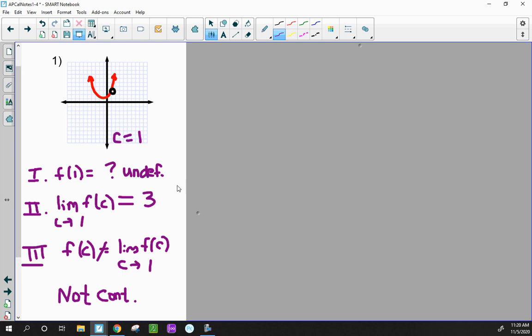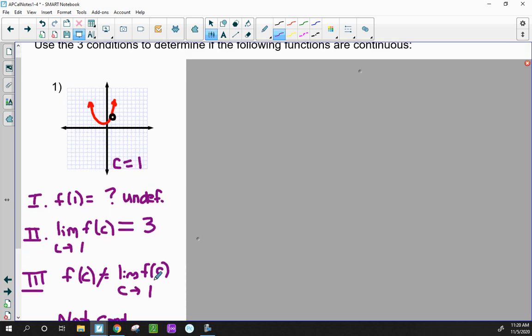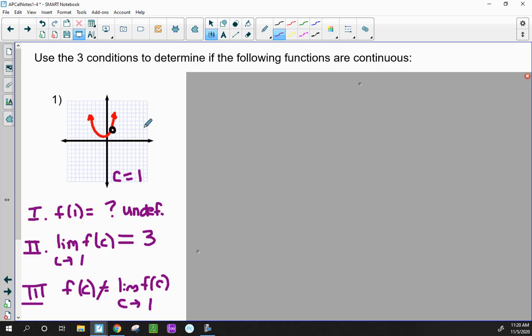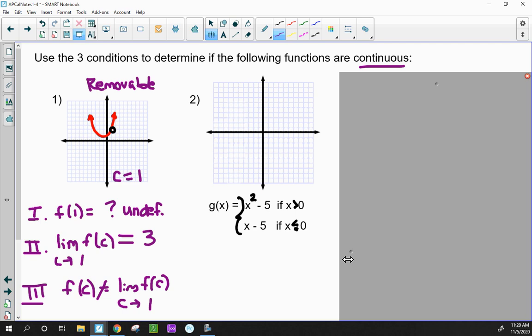Okay? And then a lot of times they'll ask you, once you go through the three conditions, what type of discontinuity is it? And again, looking back at your notes, there's two types. Removable is when you can redefine the f of c, or there's a small hole in the graph. Non-removable is when there's an asymptote or a jump. And so in this picture, it would definitely be a removable discontinuity. So just be aware of that and be able to specify which type. Alright, so it's the same three conditions each time when we're talking about continuity. Let's take a look at number 2.